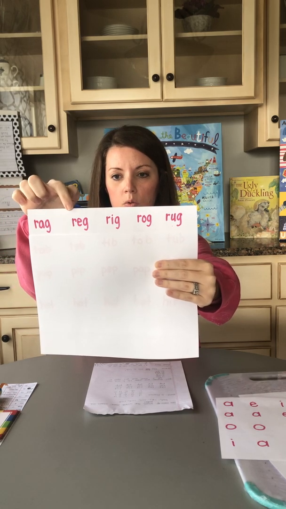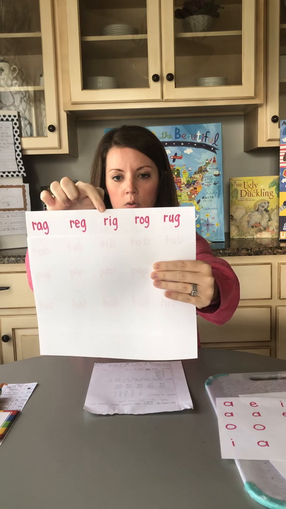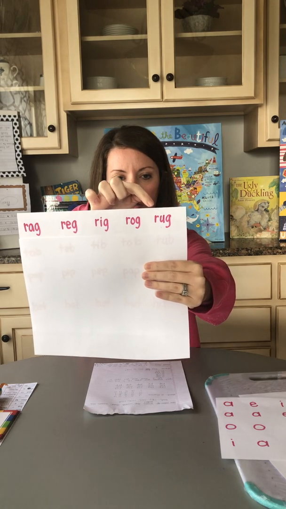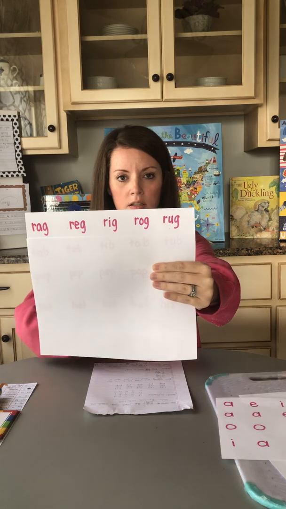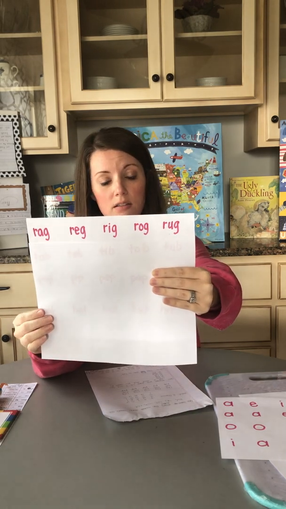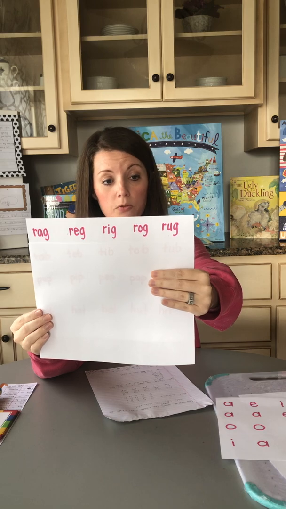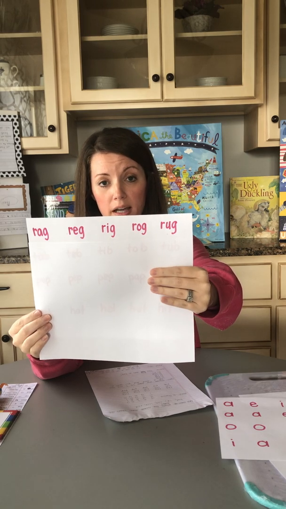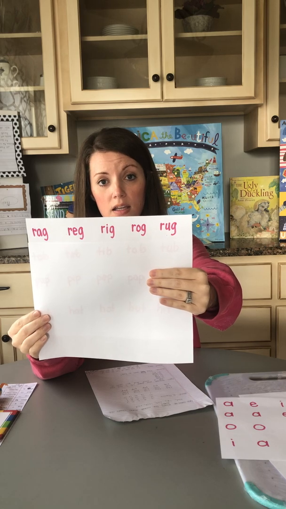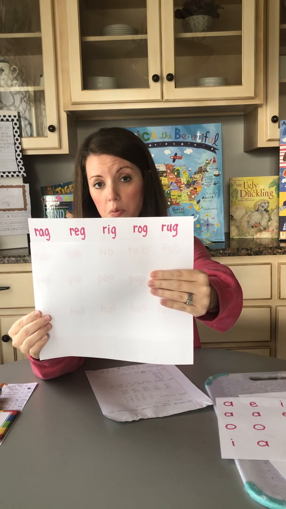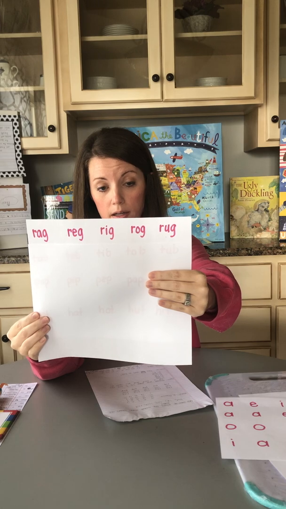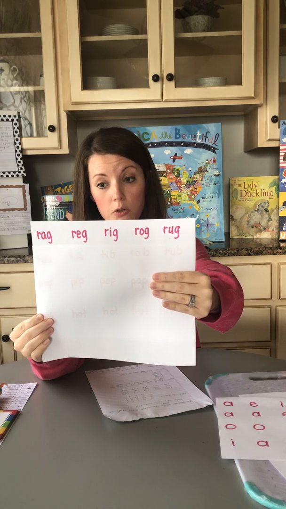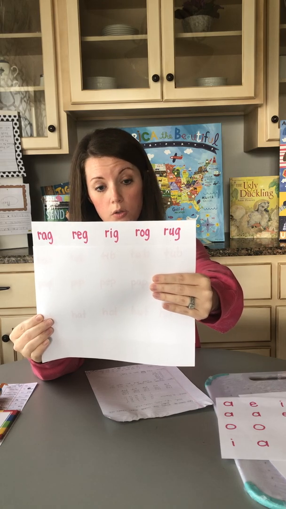Rag, reg, rig, rog, rug. If you can just smooth blend, that is fine. That's great. If you're still bumping and blending, don't worry. The more you practice bumping and blending, the easier it will be for you to get to a point where you can smooth blend, okay? So don't be worried if you're bumping and blending. That's what we want you to do when you come to a word that you don't know.